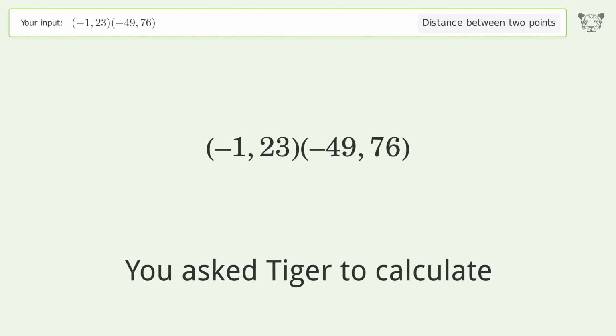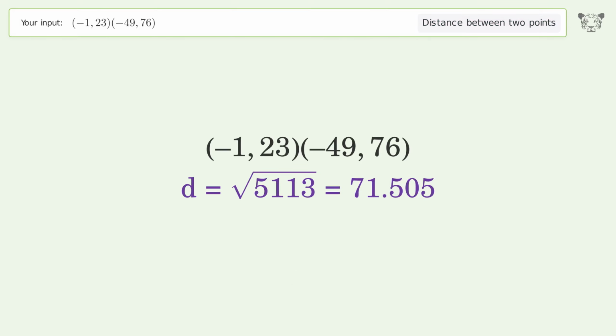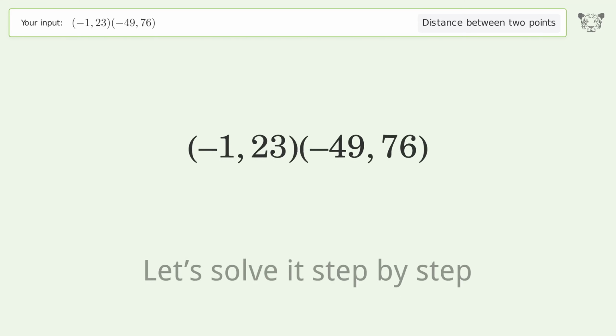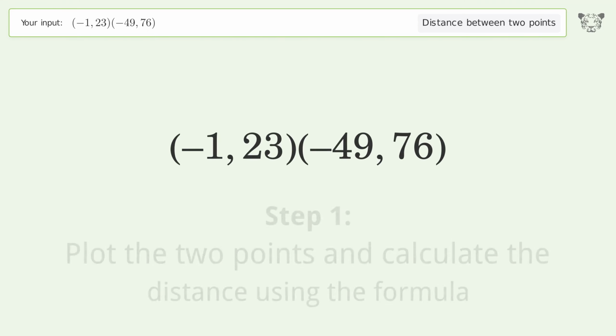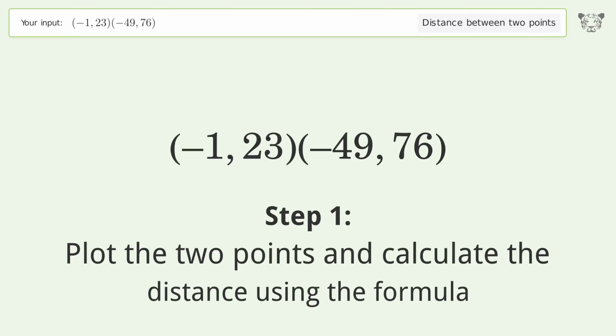You ask Tiger to calculate. This deals with the distance between 2 points. The distance between the 2 points is the square root of 5,113, or 71.505. Let's solve it step by step. Plot the 2 points and calculate the distance using the formula.